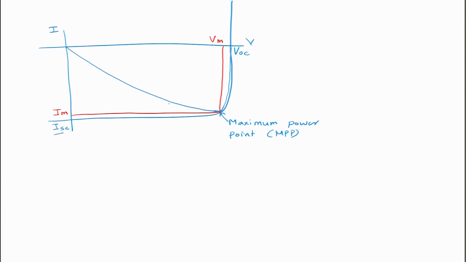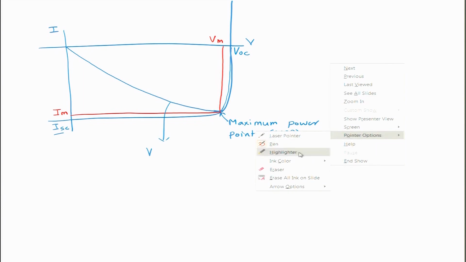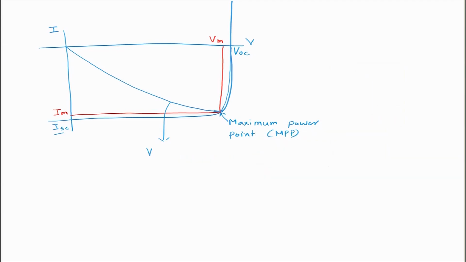So, this would be the variation, I can use a different color perhaps, maybe the green one. This power will show a maxima at this point before it decreases. So, this would be the variation of power density of the solar cell, which will achieve a maximum at the MPP point.